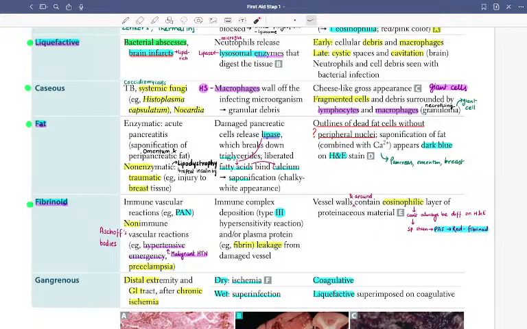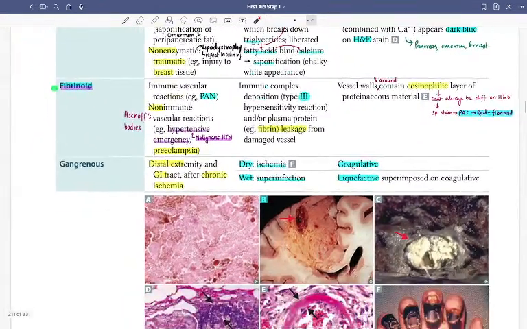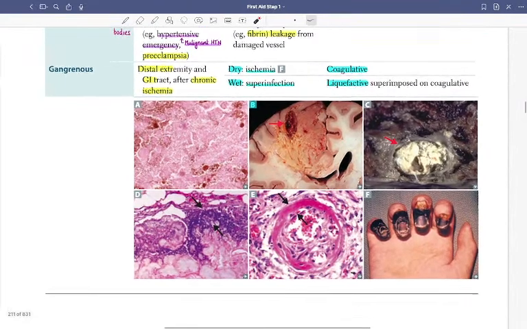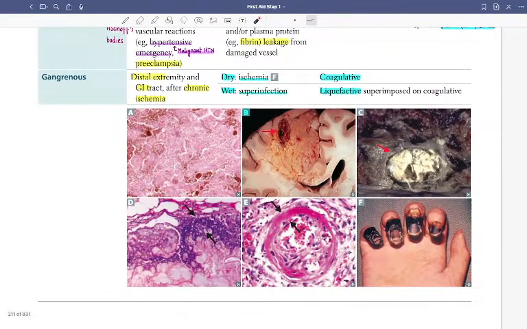So then you'll get 3 if you make it an E. Eosinophilic layer, violaceous mass. PAS is going to be red. So PAS stain: gangrenous distal extremity, GI tract, cornea. Dry gangrene is coagulative. Wet gangrene is liquefactive. Wet gangrene is liquefactive superinfection. Coagulative is ischemia.